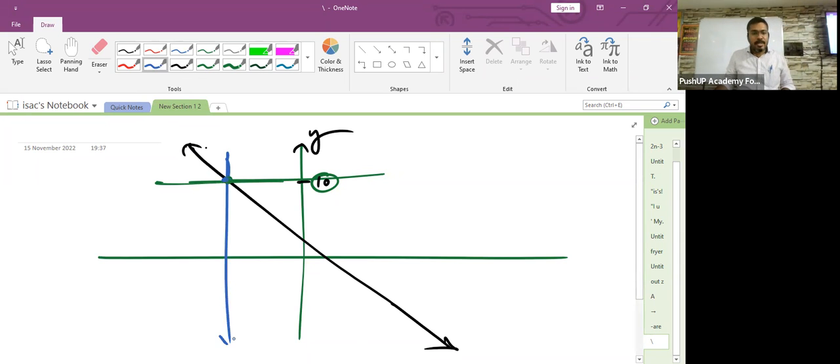The same old method which I taught you in the first session of coordinate geometry. Just draw a vertical line. If you cannot look and find the answer, draw the horizontal and vertical line and then you get the answer. Is it clear? Everyone, clear?